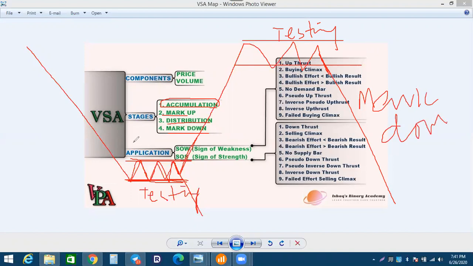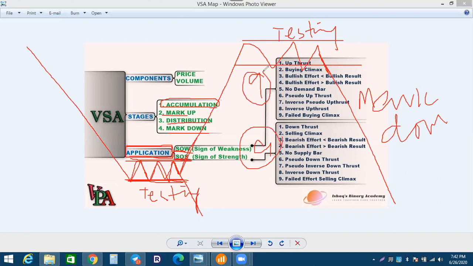Now we understand the four areas: the accumulation area, the distribution area, the markup area, and the markdown area. In these four areas, all these applications we will apply by the VSA: the SOW concept, sign of weakness, and the SOS concept, sign of strength. In the accumulation, markup, distribution and markdown stages, we will apply all these concepts. The SOW has 9 concepts and the SOS has 9 concepts, a total of 18 concepts.